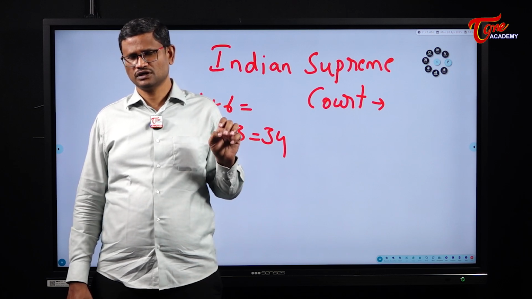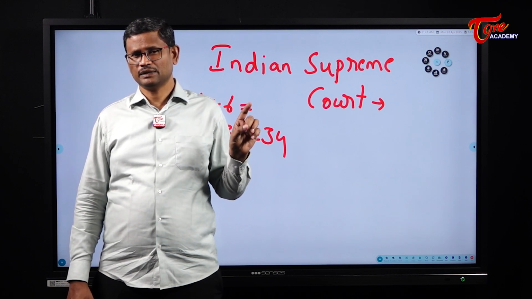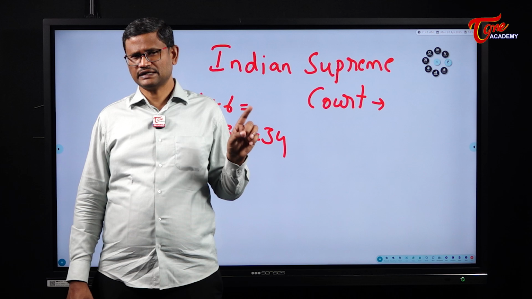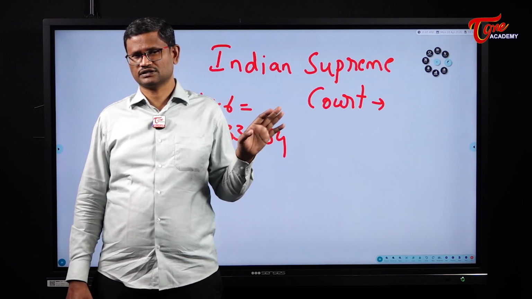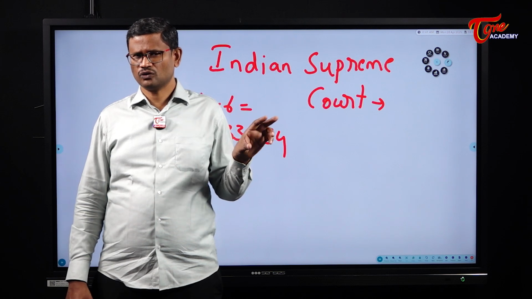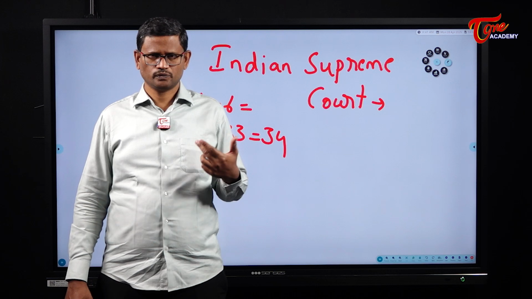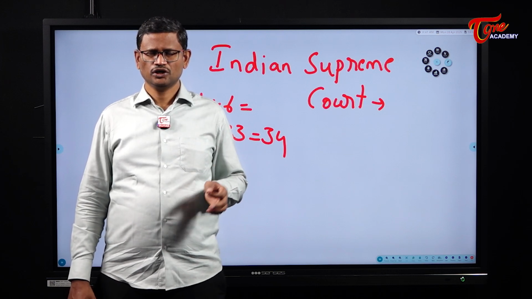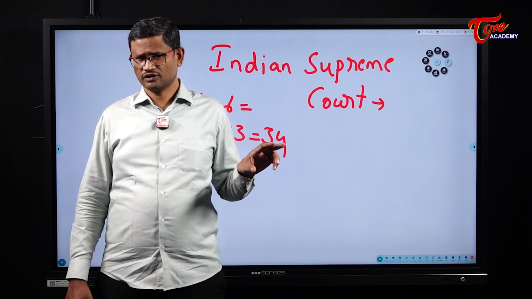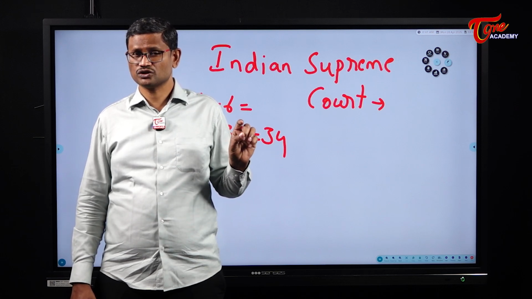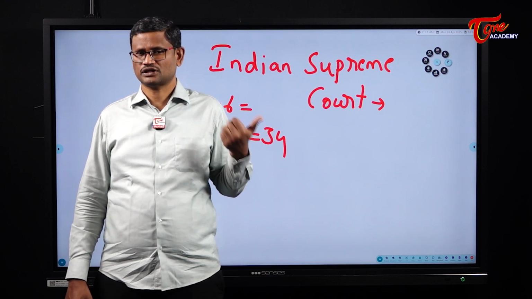The third one is a person who has practiced as an advocate. A person who has practiced as an advocate for the last 10 years in one high court or in more than one high court is also eligible to become the judge of the Supreme Court. In the opinion of the President of India, if a person is a distinguished jurist, then again he can become the judge of the Supreme Court.